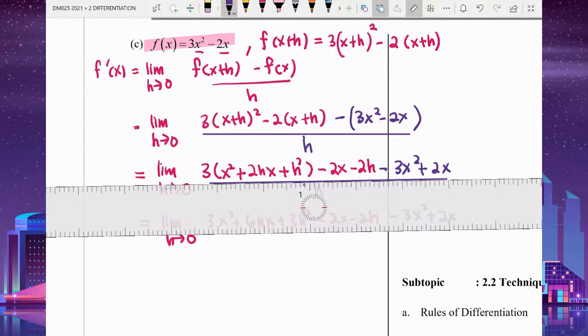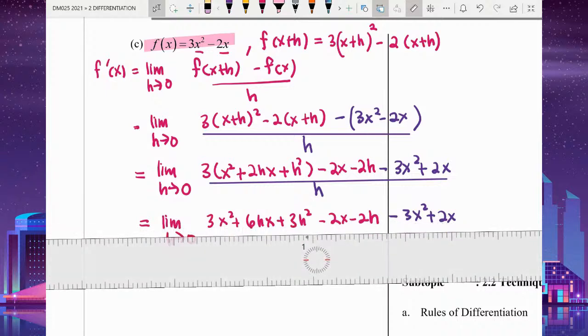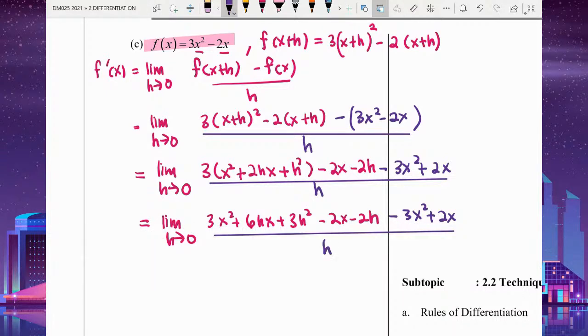You may skip if you already see that something can cancel, sayang. No need to write so many times like this teacher. This part, from here and here, can actually cancel, but this is the first time I show you, so I don't want to miss any calculation, so it becomes clearer to you. Okay, so negative 2x and plus 2x. So what remains here is limit H approaching 0, 6hx plus 3h square minus 2h over H.